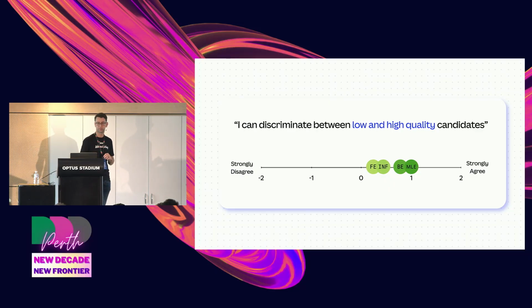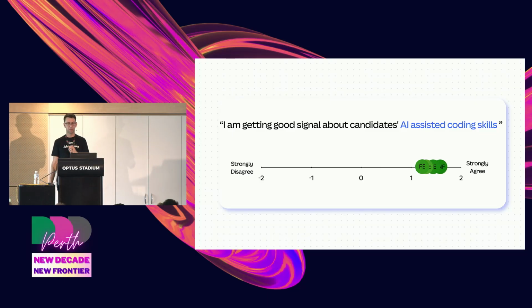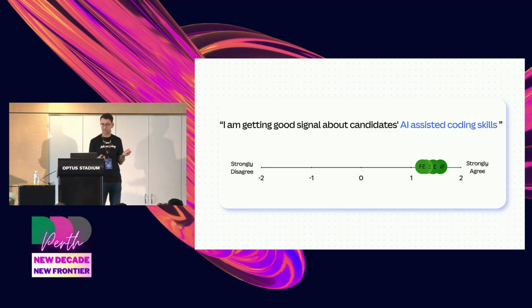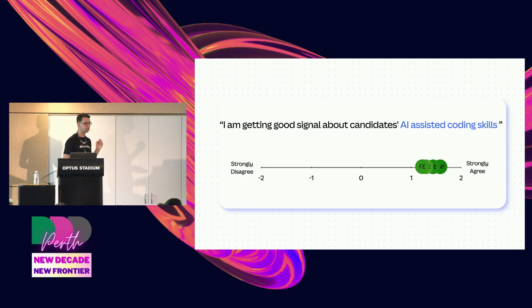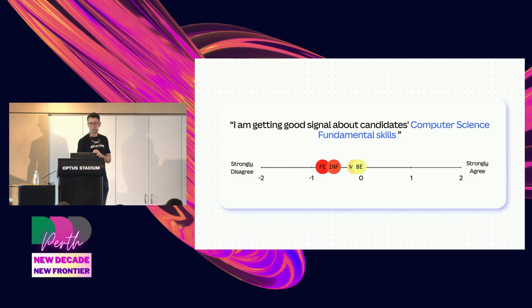And then when we asked, are you getting good signals about candidates' AI-assisted coding skills, the answer was positive across all specialties. Interviewers generally agreed that they were getting meaningful insights into how candidates actually work with AI tools. And this was validation that we were achieving our original goal. We weren't just allowing AI in interviews for the sake of it, we were actually now successfully assessing a skill that we believe matters.